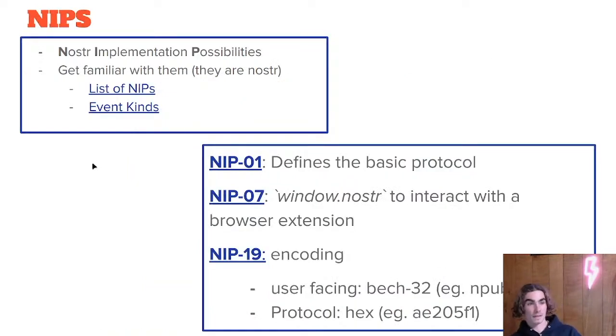So the NIPs, just like in Bitcoin, there's the BIPs. In Nostr, there's Nostr implementation possibilities. I think BIPs is Bitcoin improvement proposals, but same idea. It's just a list of specs that aren't necessarily required. Some of them are required, but these are just different parts of the protocol. So like I said, I definitely get familiar with them.